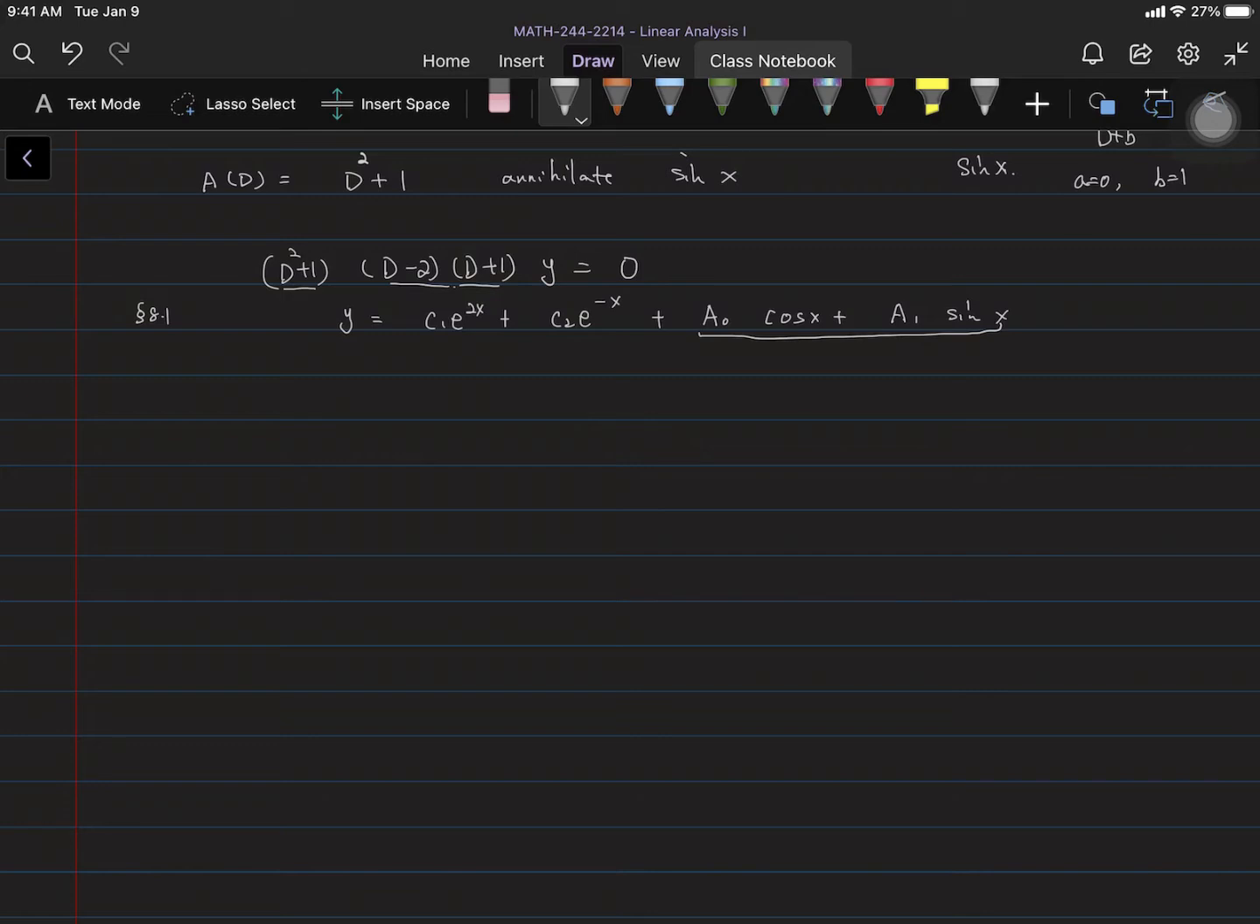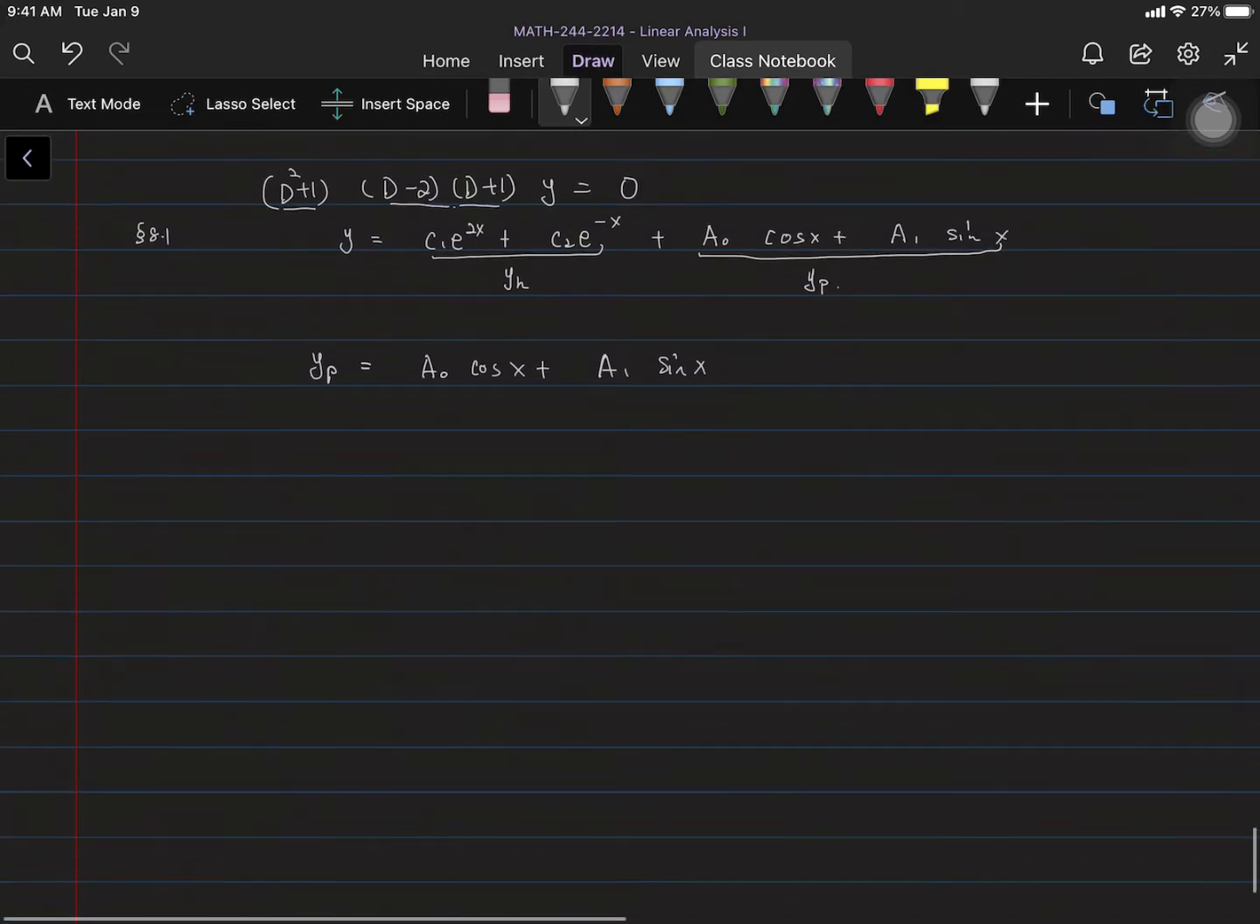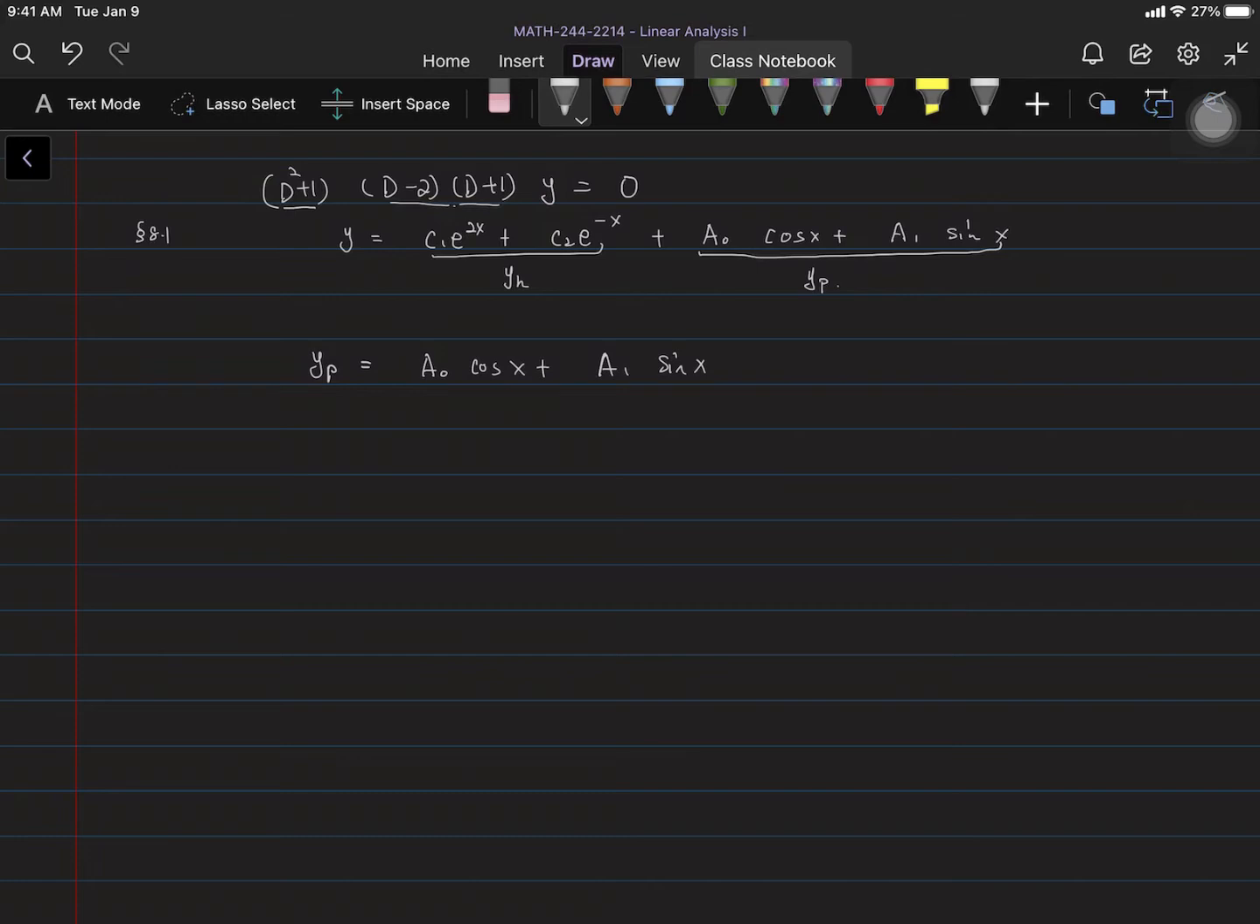So from here, can you see what's the particular solution? If we get rid of the homogeneous part, because this is the yh, this is yp, right? So let's write down yp equals A0 cosine x plus A1 sine x. This is different from the previous examples because previously we only had one undetermined coefficient, but here we have two. But that's fine, we just plug into the differential equation and we can determine the coefficients A0, A1.